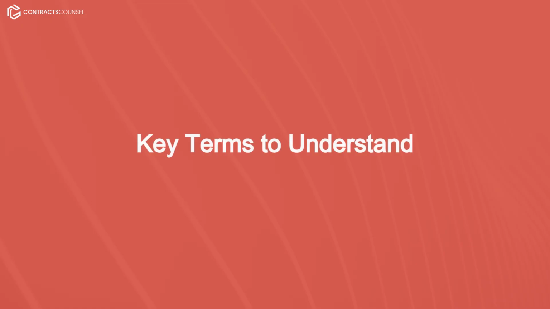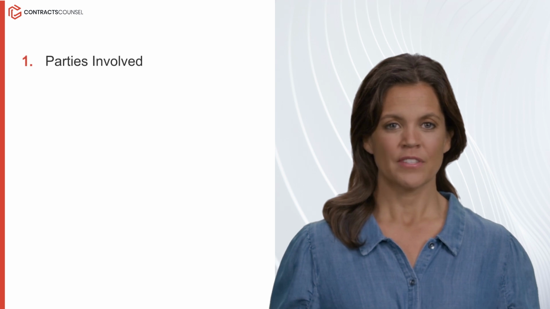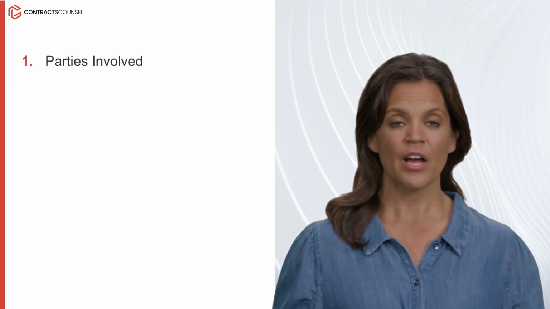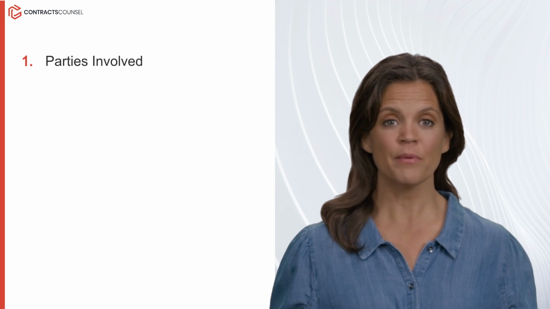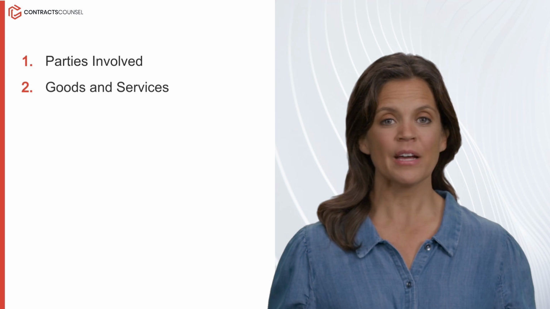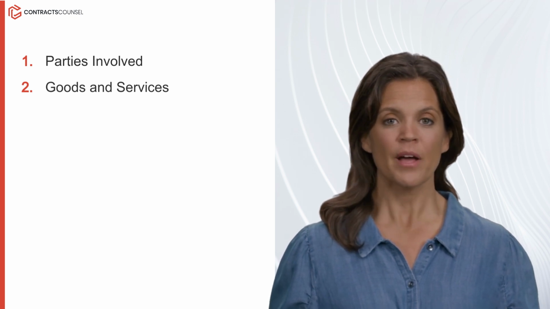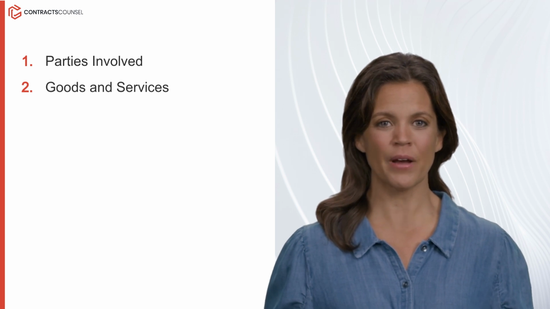Key terms to understand. Vendor agreements contain critical terms that you should be aware of. Here are some key terms to look for. 1. Parties involved. Confirm that all parties are accurately identified with their complete legal names. 2. Description of goods and services. Review the section detailing the products or services, including quality standards and delivery timelines.